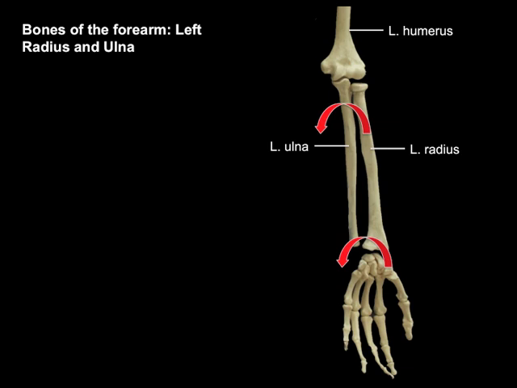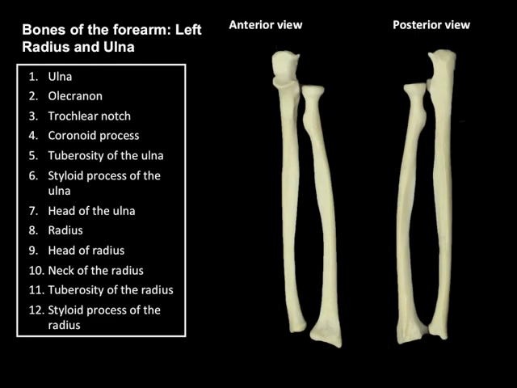When the hand is turned face down, indicated by the curved red arrows, as when putting your palms on a table, the radius is said to be in the prone position. Let's look at specific features of these two bones. Shown in the image are the radius and ulna from the front, the anterior view, and from the back, the posterior view. Look at the ulna of a left forearm.